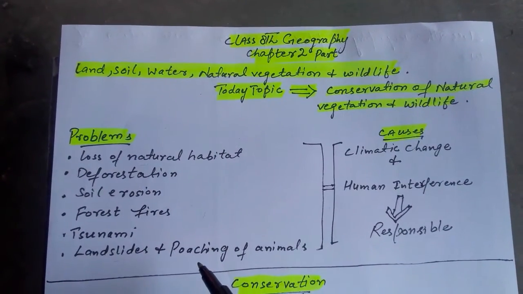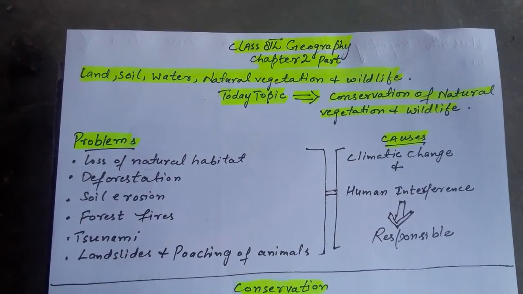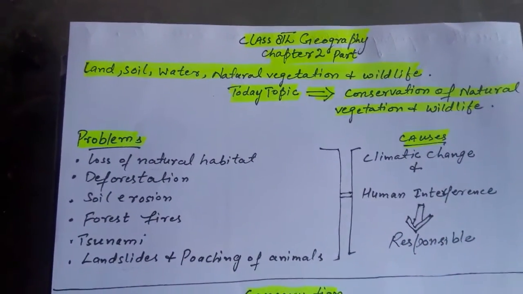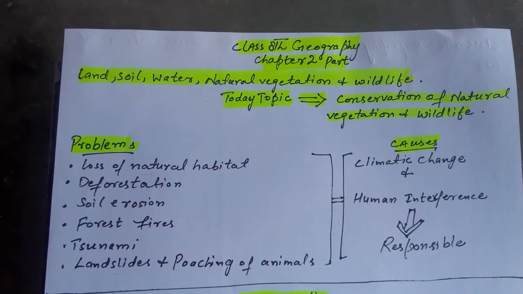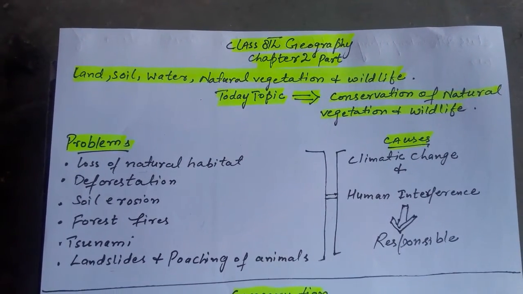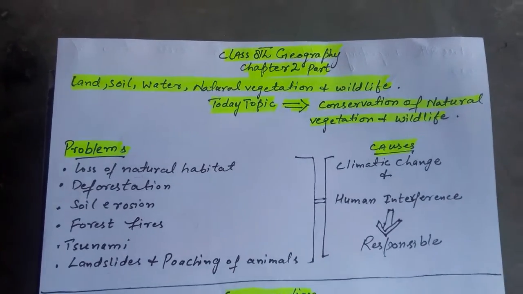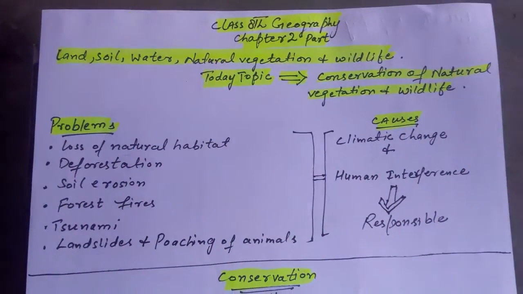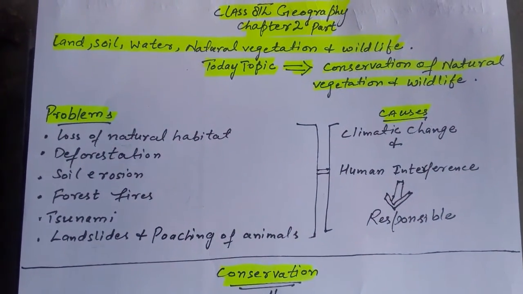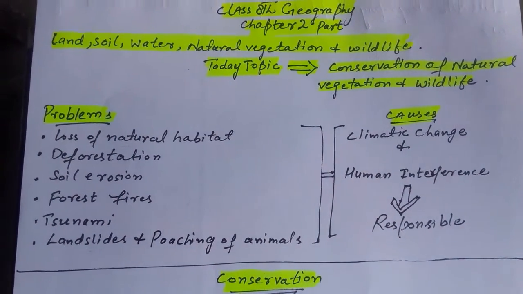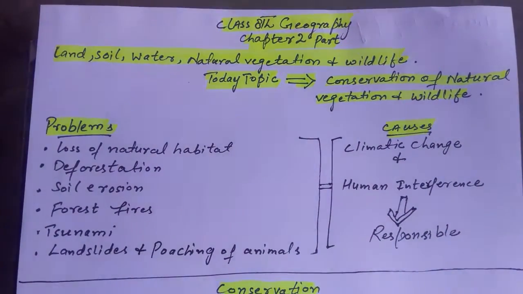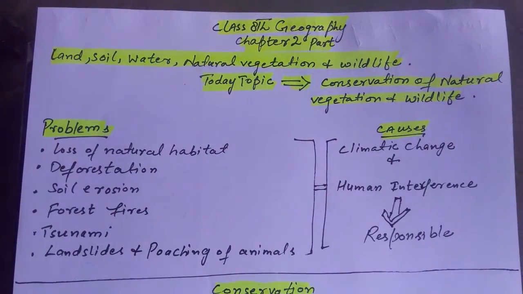We may say in simple language that poaching is the kidnapping of animals to take advantage of their skin, parts and organs. This is also a problem related to the conservation of wildlife and vegetation.